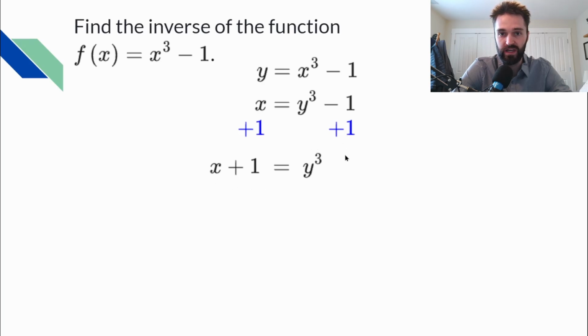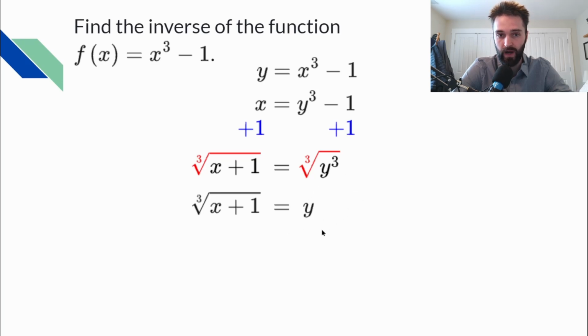Then we need to undo this exponent, this 3 exponent. So to do that, we're going to take the cube root of both sides. Another way you can look at it is that we raise both sides to the power 1 over 3. So when we do that, on the right-hand side, we have y to the 3 over 3, which is equal to y to the 1, which is just equal to y. So we've successfully isolated y on the right-hand side, and we have it set equal to the cube root of x plus 1.